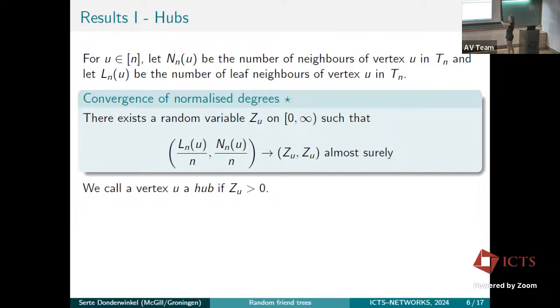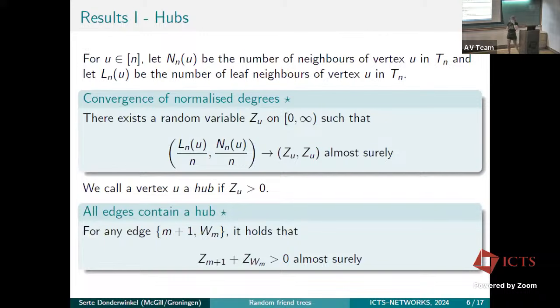In the tree T_n, you don't have hubs. Being a hub is a limit property. Another result, which really sets this model apart from other models that I've seen, is that all edges contain a hub. So for any edge, the sum of these limit random variables is positive almost surely. But again, this is a limit property.